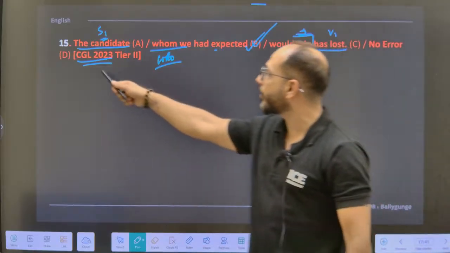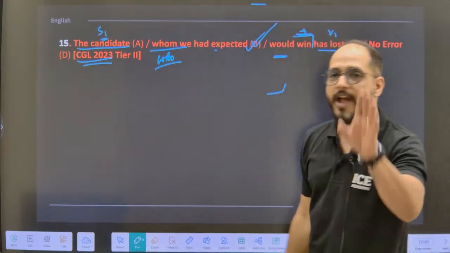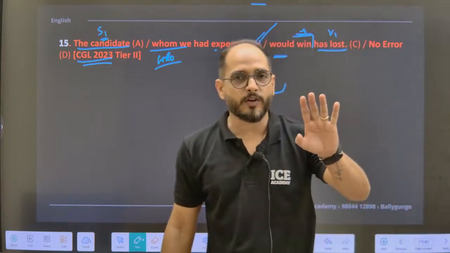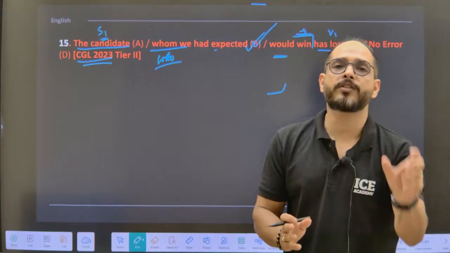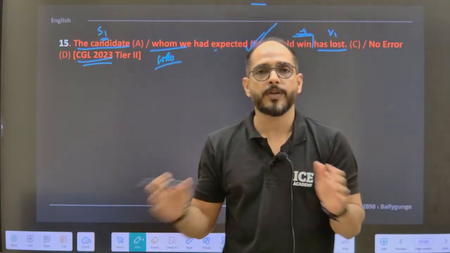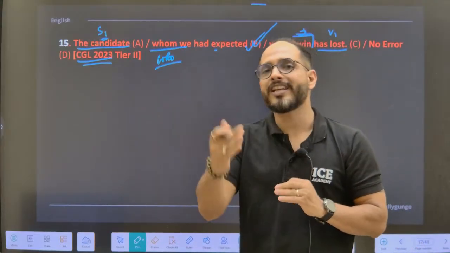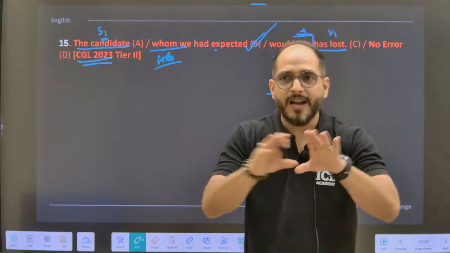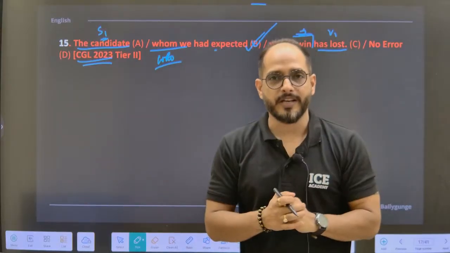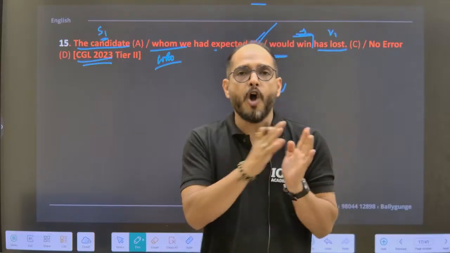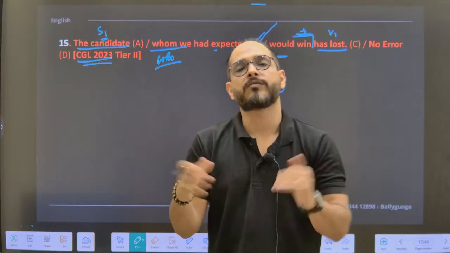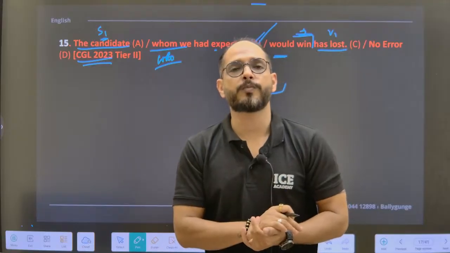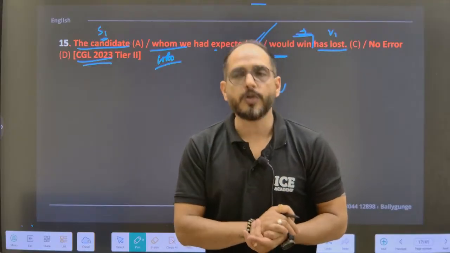This is a CGL 2022 Tier 2 question, a very good question. So the concept is clear, right? We just need to test how many subjects are there and how many verbs are there, because whenever we use a relative pronoun in a sentence, many clauses are present in that sentence, and we need to find out all the clauses, all the subjects and all the verbs. If we check them, then we can find out whether who should be used or whom should. Understood? Chalo.